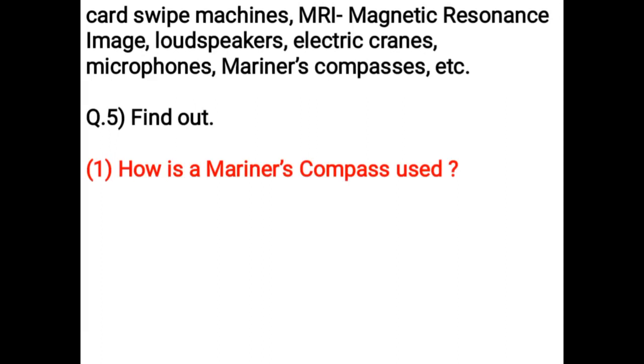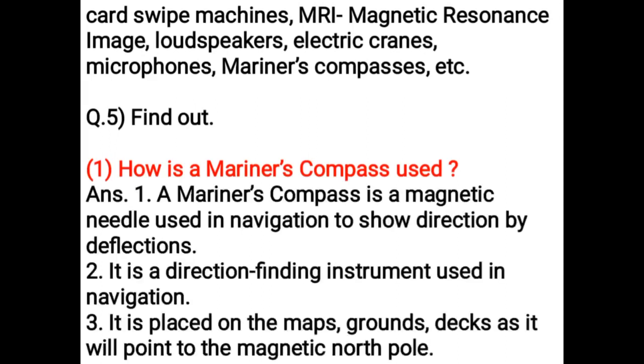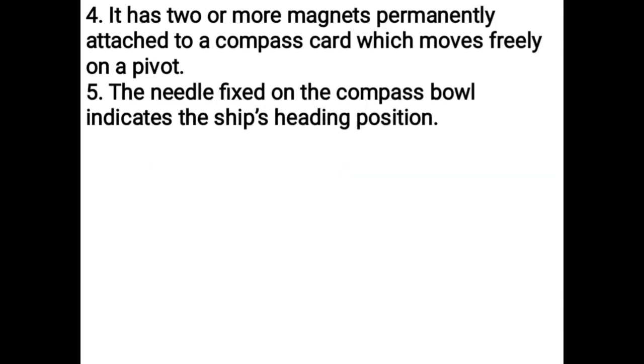Find out, how is a mariner's compass used? A mariner's compass is a magnetic needle used in navigation to show direction by deflections. It is a direction finding instrument used in navigation. It is placed on the maps, grounds, decks as it will point to the magnetic north pole. It has two or more magnets permanently attached to a compass card which moves freely on a pivot. The needle fixed on the compass ball indicates the ship's heading position.